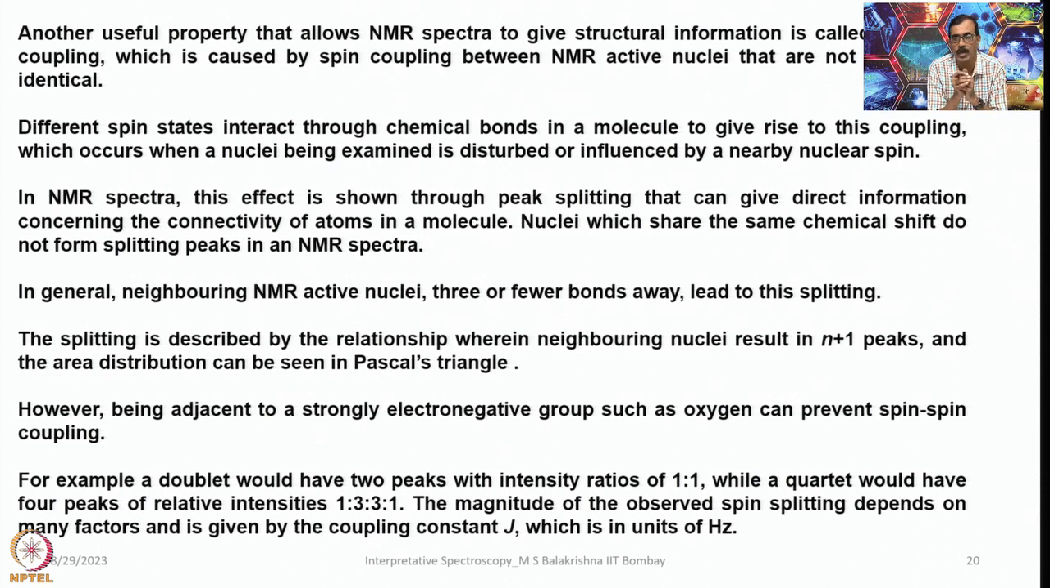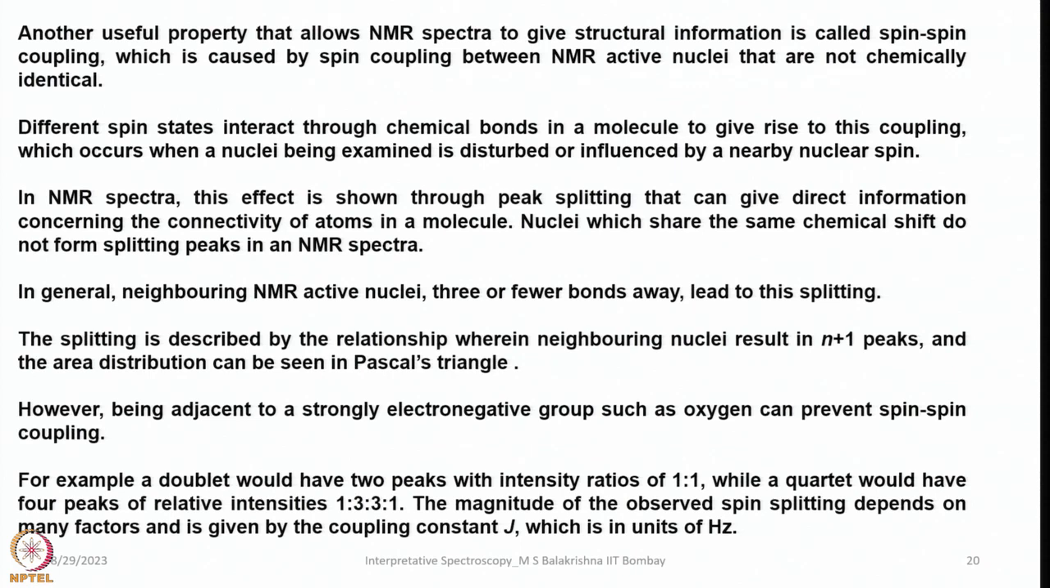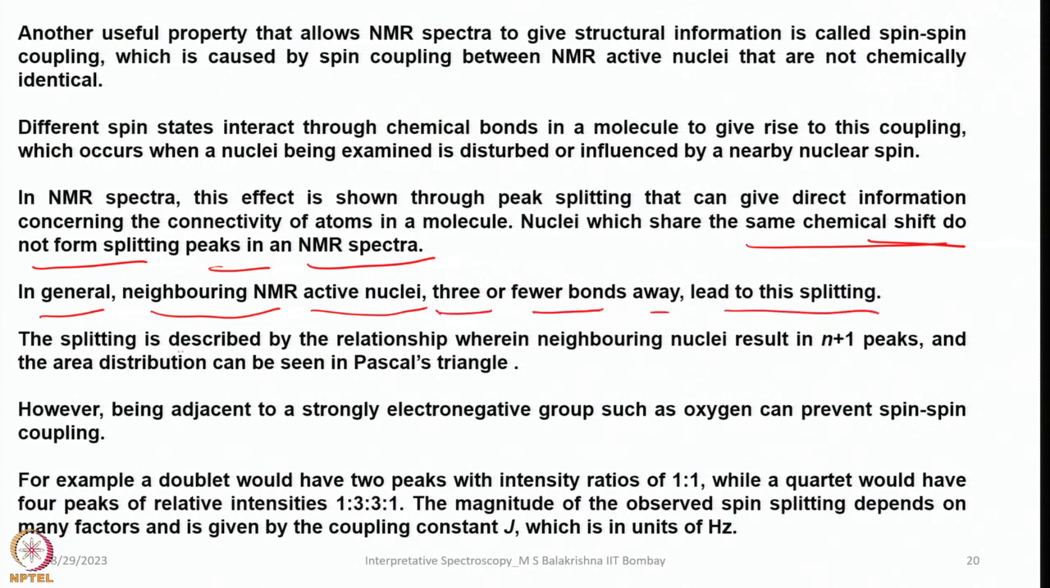In NMR spectra, this effect is shown through peak splitting that gives direct information about the connectivity of atoms in a molecule. Nuclei which share the same chemical shift do not form splitting peaks in an NMR spectrum. This is very, very important. In general, neighboring NMR active nuclei three or fewer bonds away lead to this splitting. This splitting is described by the relationship wherein n neighboring nuclei result in n plus 1 peaks, and the area distribution can be seen from Pascal's triangle.